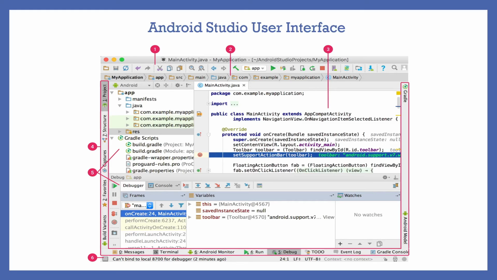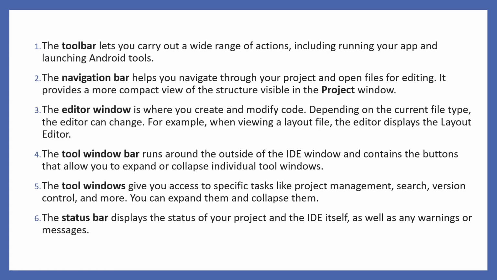Now you can see the Android Studio user interface. There are numbers given so you can get it easily. The first one is the toolbar that lets you carry out a wide range of actions, including running your applications and launching Android tools. From the toolbar, you can run your app, debug your app, or stop your running application. Also, you can start the emulator from here.